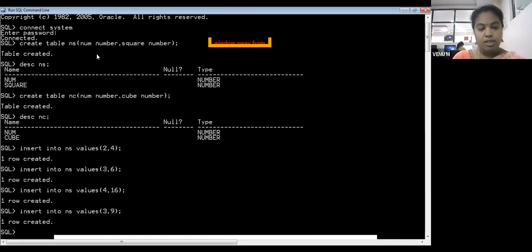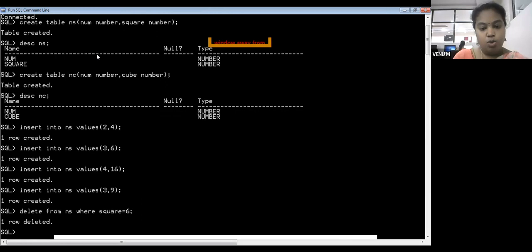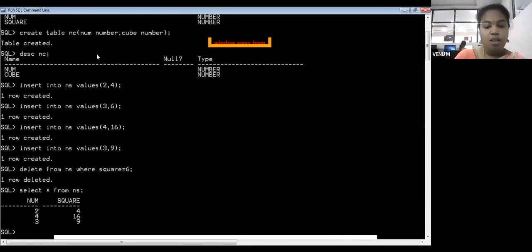So to delete that row, delete from NS where square equals 6. One row is deleted. Next we have the number square table. There are three rows, right? 2, 4, 3. Okay, these three you have to observe.